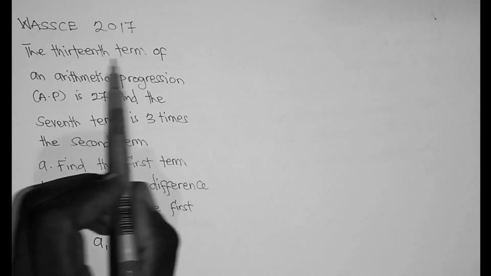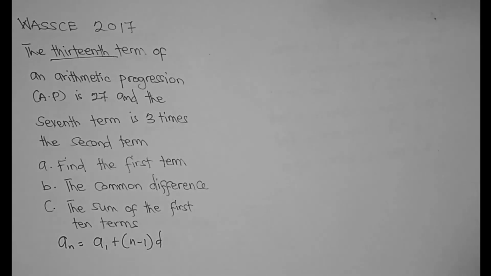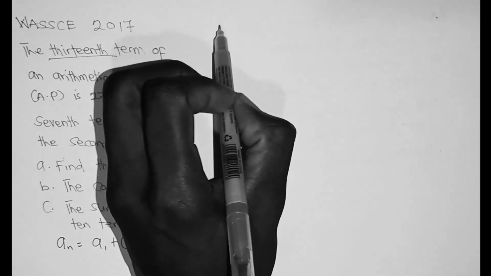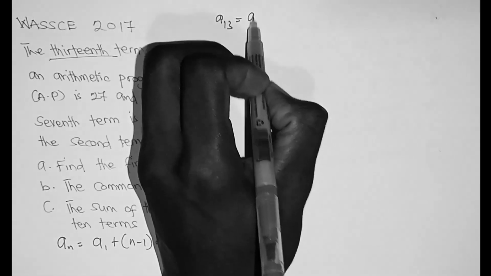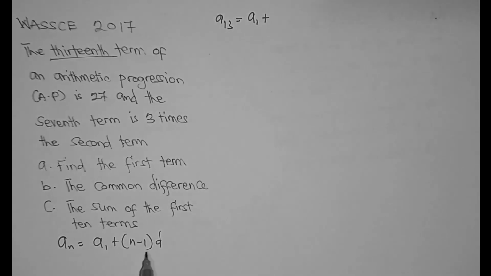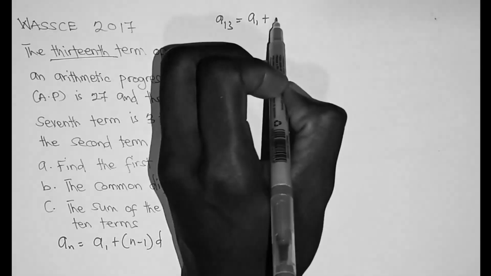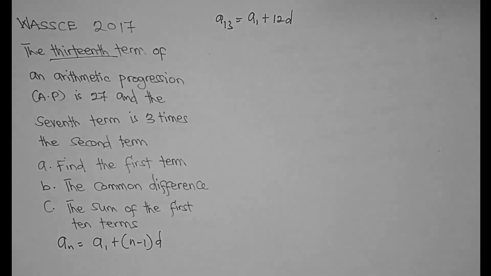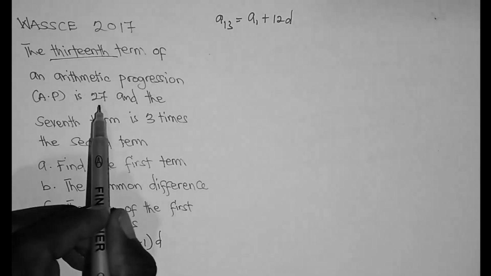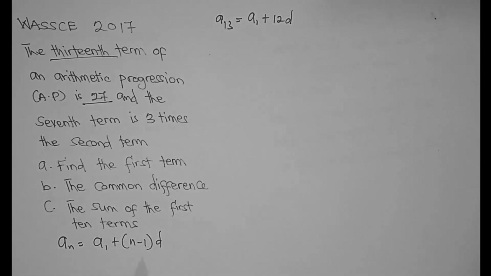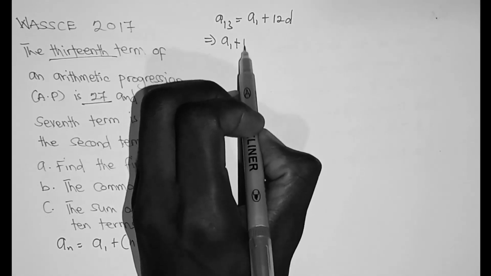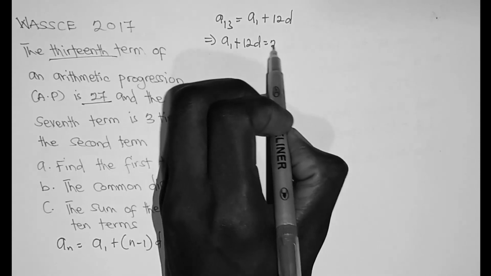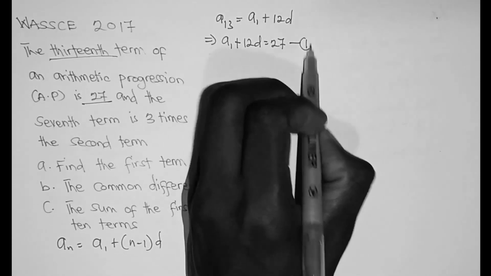So he says that the 13th term is 27. Let's find A13. A13 is equal to A1 plus (n minus 1)d. N is 13, and 13 minus 1 is 12, so 12D. This is A13. However, the question says that A13 is 27. So this implies that A1 plus 12D is equal to 27. This becomes our equation 1.